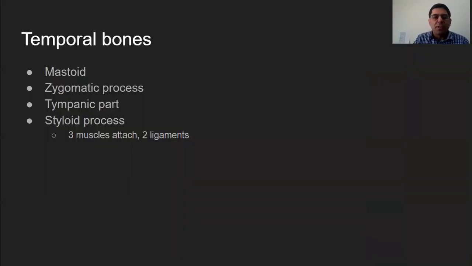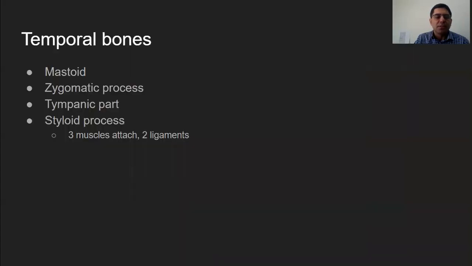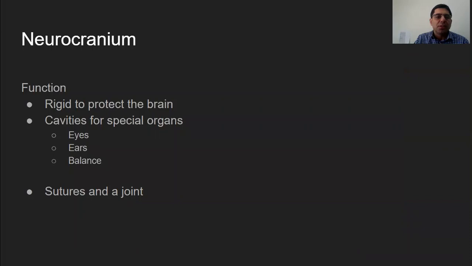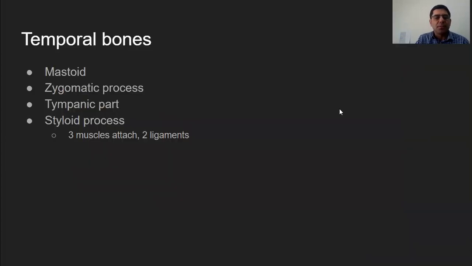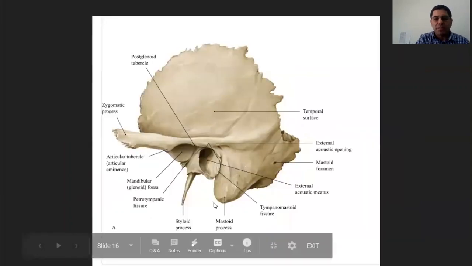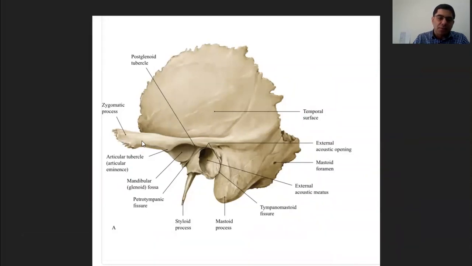And then we have the, let's look at this. This is also the temporal bone. I think neurocranium, we did this. Yeah, so we've got the temporal bones, which is on the side. The important parts to know is there is the mastoid here. This is the mastoid. There's the zygomatic process. Think about it. This is temporal bone, but it has a zygomatic process which connects to the zygoma.